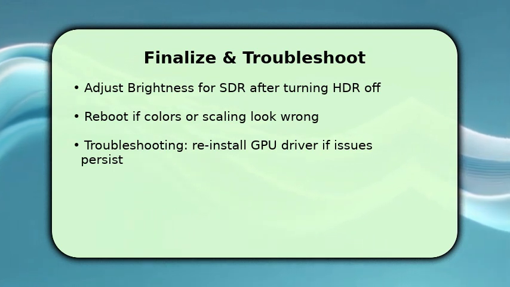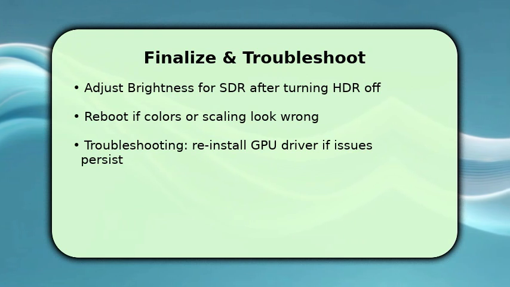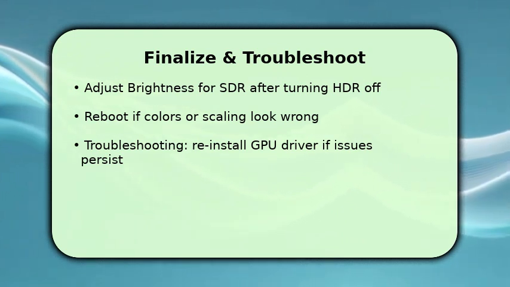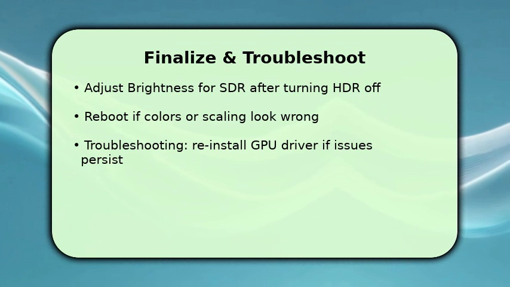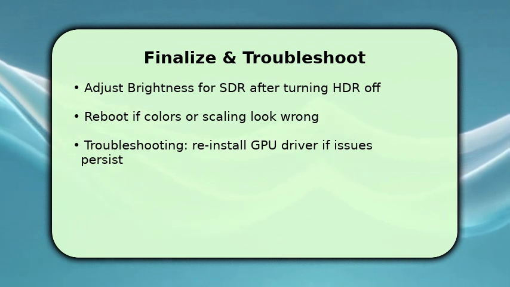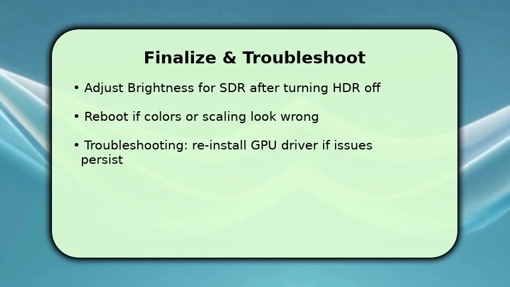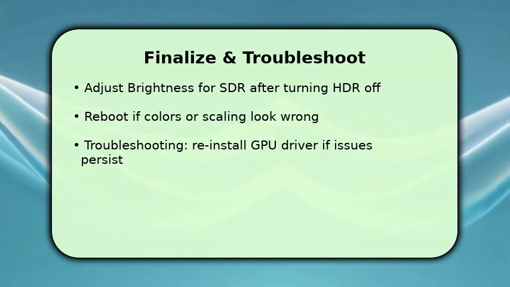A key troubleshooting tip: if the toggle won't stay off or settings revert, uninstall and reinstall the GPU driver. Then disable any monitor-based HDR modes via the monitor OSD. That usually resolves stubborn HDR persistence.